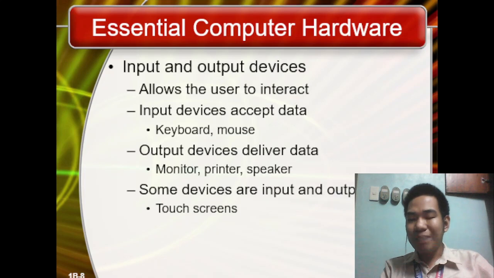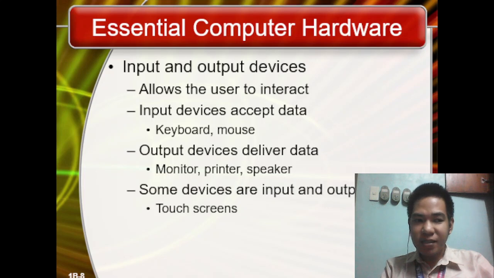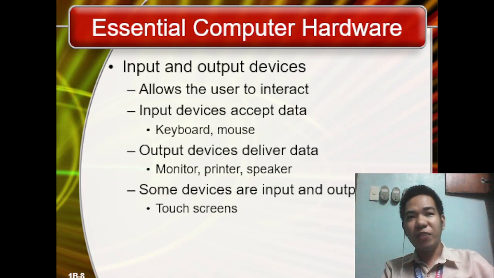You also have your input and your output devices. So input devices, these are things that are capable of putting something inside a computer. So examples are your keyboard, your mouse, what else? Your microphones, your cameras. These are considered to be input devices because they are feeding the computer information. And we also have output devices which delivers data. So examples of output device, we have your monitor, your printer, your speaker.